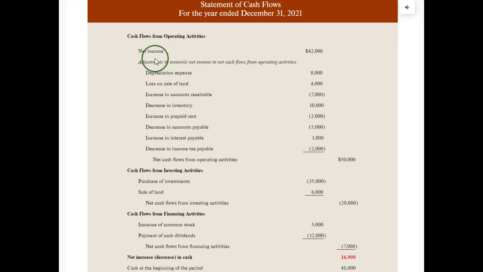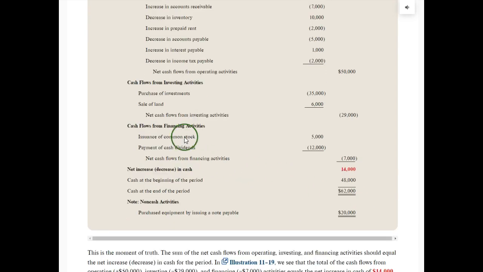Operating activities, remember: net income, add back depreciation expense, add back a loss on sale of land, take care of your changes in your non-cash current assets and all of your current liabilities down through here. Make sure you get this subtotal, net cash flows from operating activities. Go through your investing section. Here's the next subtotal, net cash flows from investing activities. And then your financing, same thing, net these out, net cash flows from financing activities.